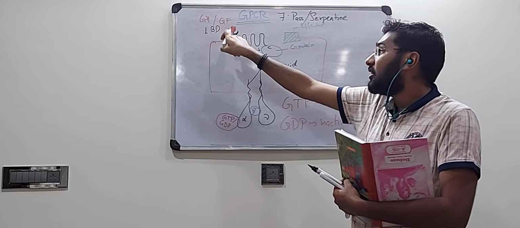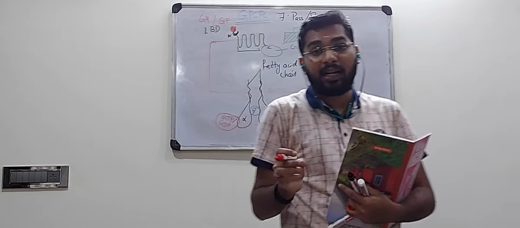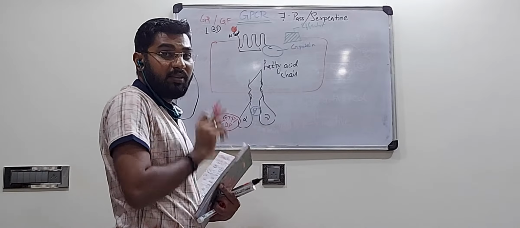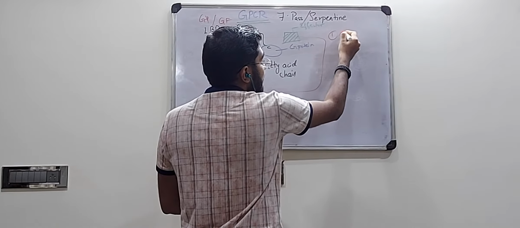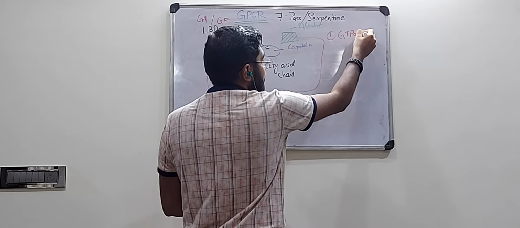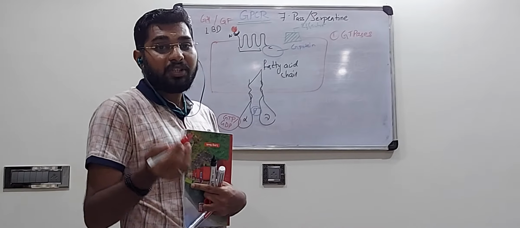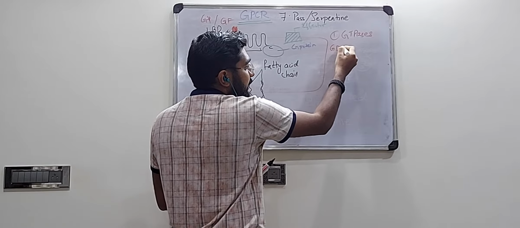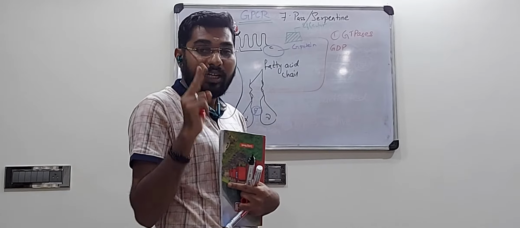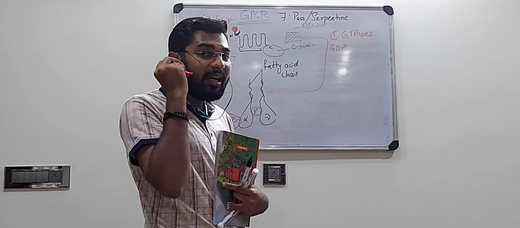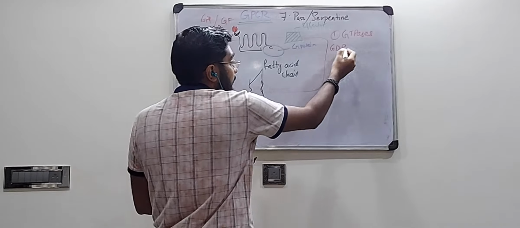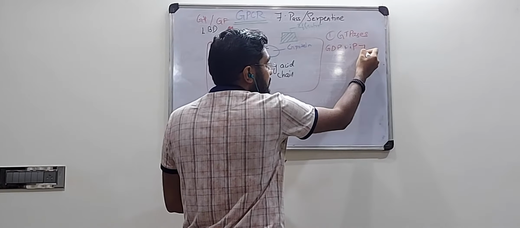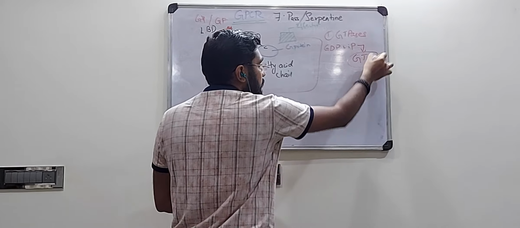Now what happens? It goes and activates another enzyme called GTPases. So this is the first reaction that happens. The function of the GTPases is to convert GDP into GTP. What happens? GDP, guanosine diphosphate. Di means two, only two phosphates are there. This GDP goes and binds an inorganic phosphate, and this forms guanosine triphosphate.